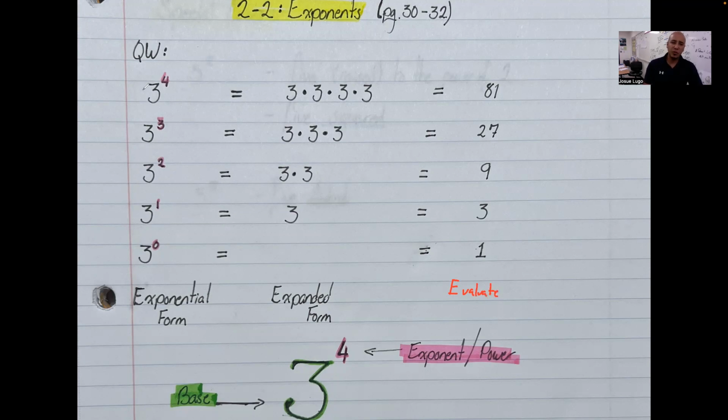Because whenever you are given 3 to the 4th power and the instructions are to evaluate, what they're saying is work it out. In other words, what is actually the answer going to be? So that's what it means to evaluate something. So that would be the evaluation of the expression.